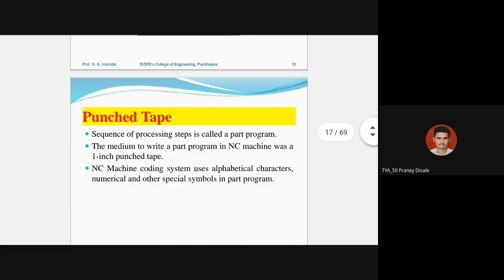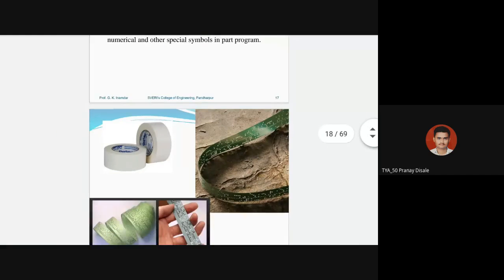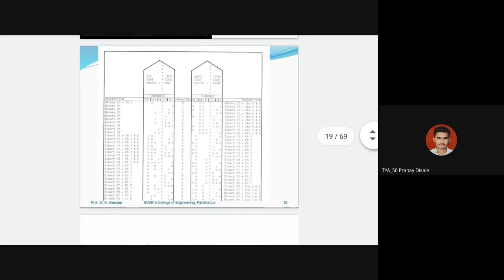So punch steps are also there. For the data transformation, if you create a program on pen and paper, that will not be accessible by the machine. Now we have to convert that to machine language. For that purpose, the data transforming equipments are there. Now after that, what are the tape readers?